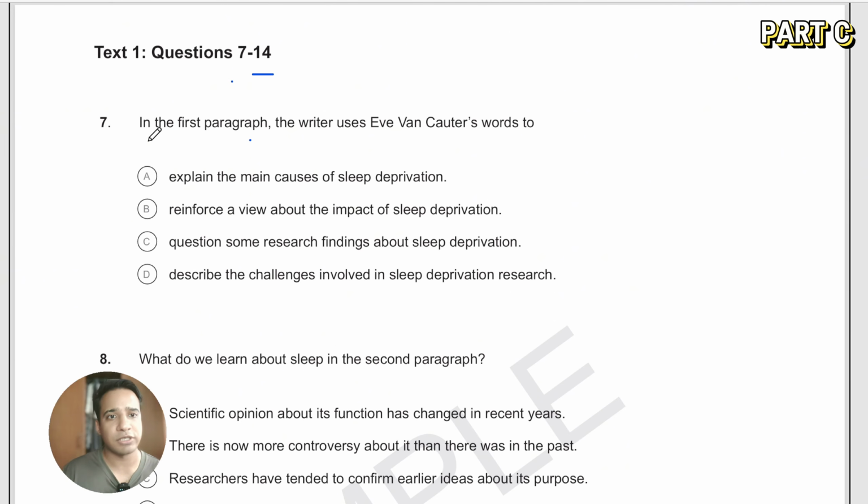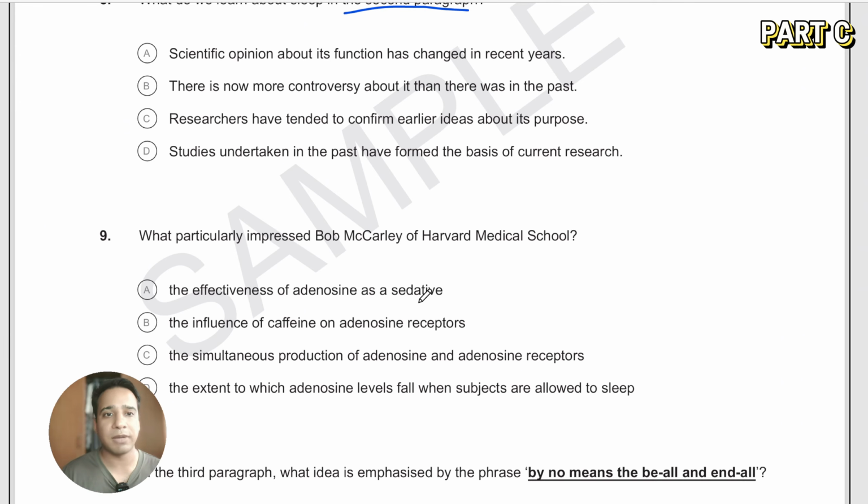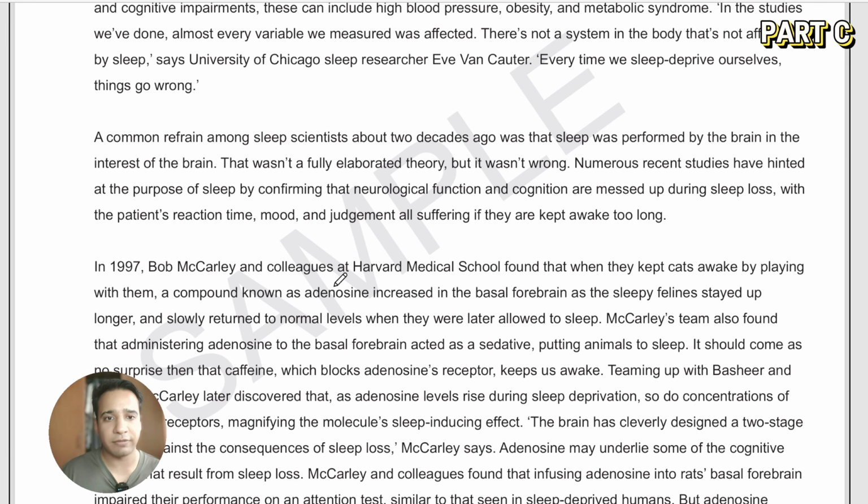You can see in question 7, it says in the first paragraph, so you can find this answer in the first paragraph. Then question 8, in the second paragraph. But sometimes they don't mention the paragraph number. Instead, they will use a keyword. For example, here we have Harvard Medical School. You can see in the third paragraph, in the first sentence, it's Harvard Medical School. So it's most probably here.